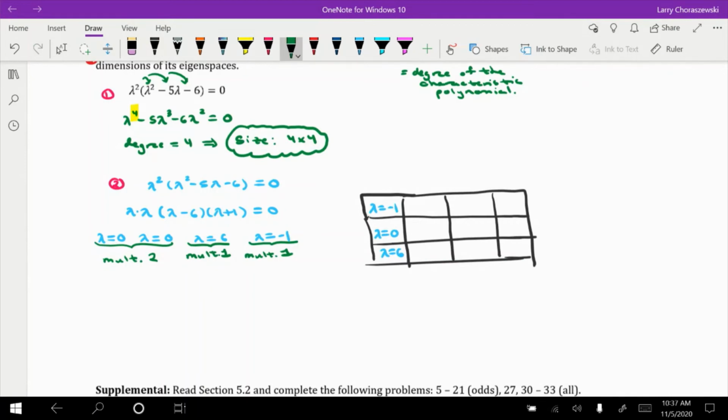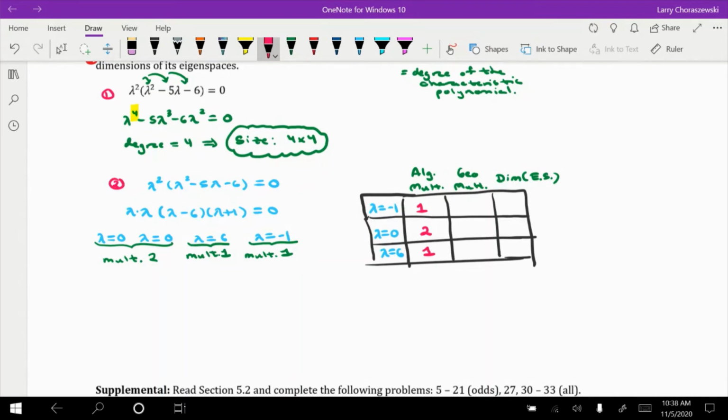In each of the columns, we're going to log down first the algebraic multiplicity, or algmult, and then the geomult, and then we'll write out the possible dimensions of the eigenspaces. So I'll just write it as dim ES, ES for eigenspace. The algebraic multiplicity of -1 was 1, 0 had algebraic multiplicity of 2, and then 6 had algebraic multiplicity of 1.